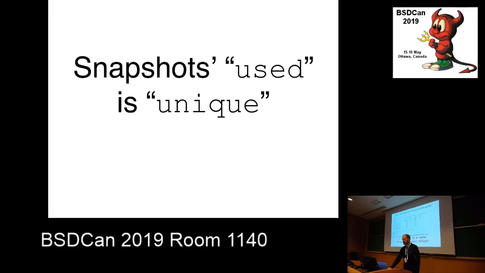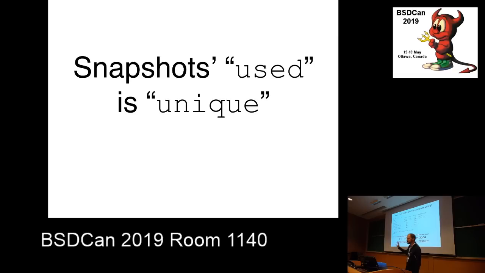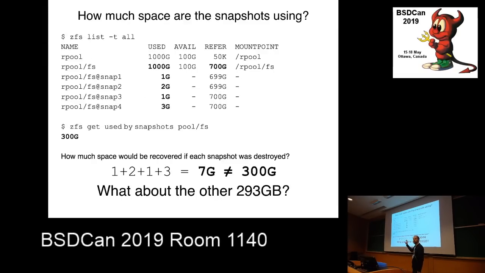In ZFS space accounting, usually the concept we go back to is that there's a lot of space sharing, so we have to have some principles of who gets charged for some space. And usually the idea is, if I were to delete this thing, how much space would I get back? Because it's very direct and practical, right? So the snapshot's used space is how much space you would get back if you deleted that snapshot. And so the snapshot's used space is the same as its unique space, because the space unique to that snapshot is what we get back if we delete it.